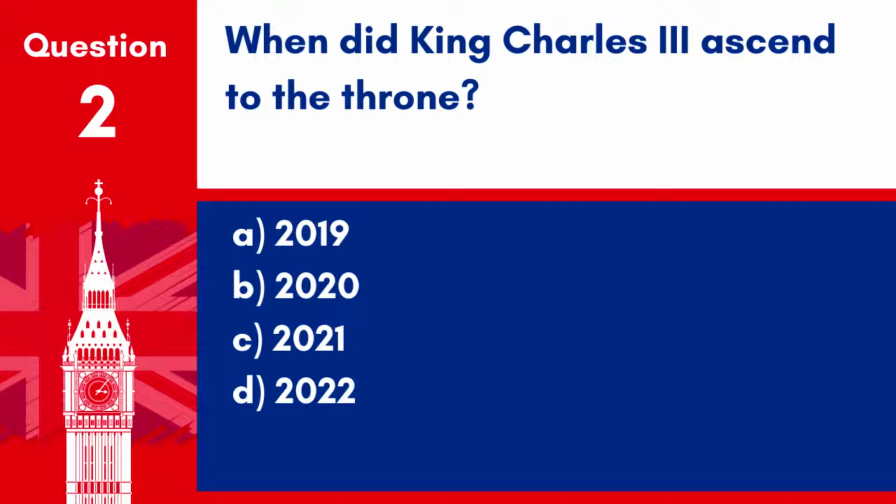Question 2. When did King Charles III ascend to the throne? A. 2019. B. 2020. C. 2021. D. 2022. Answer: D. 2022. King Charles III ascended to the throne on 8 September 2022.